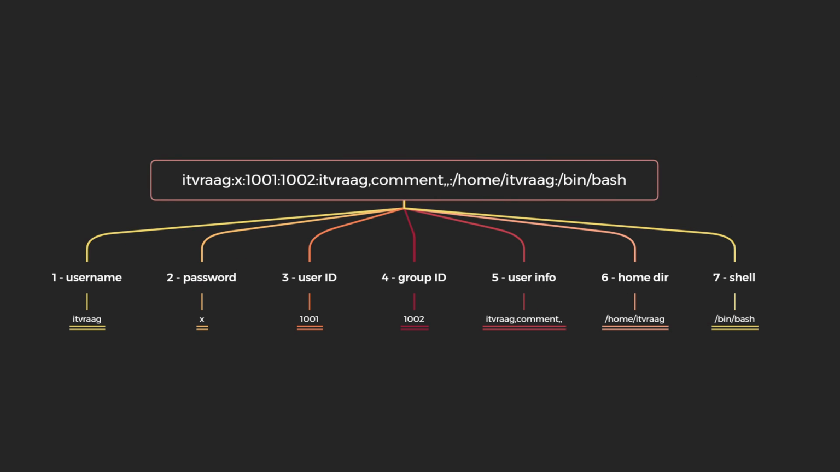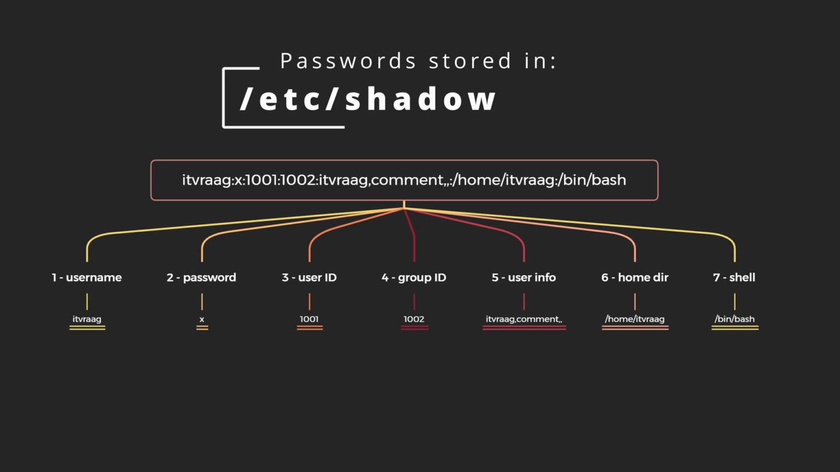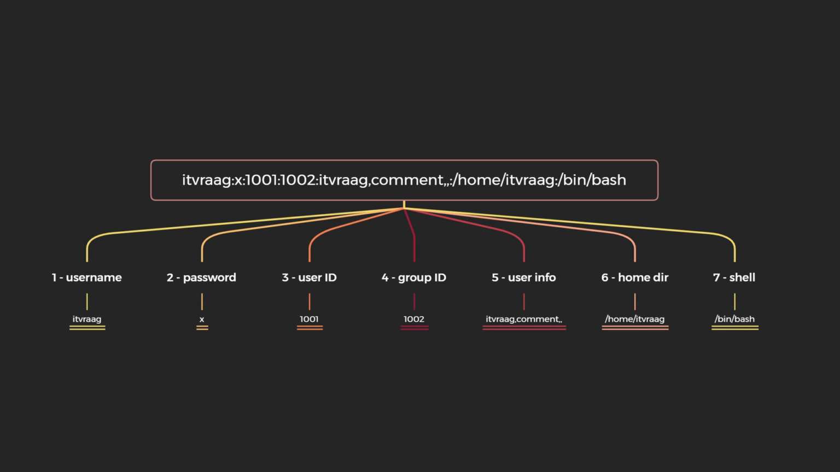First field is the username, which is used to log in. It must be between 1 and 32 characters. The second field usually has an X value inside it, which means that this account has an encrypted password assigned to it, and the password is stored inside the /etc/shadow file. An asterisk means the account is disabled. An exclamation point means the account is locked. We'll look into the shadow file later in the video.